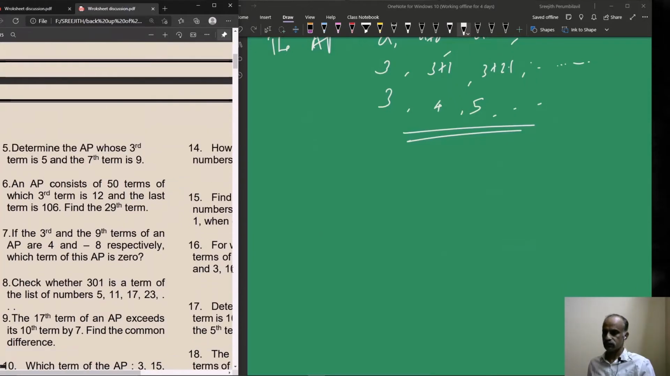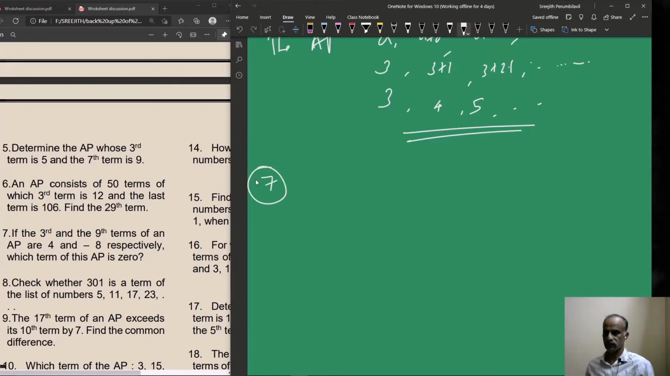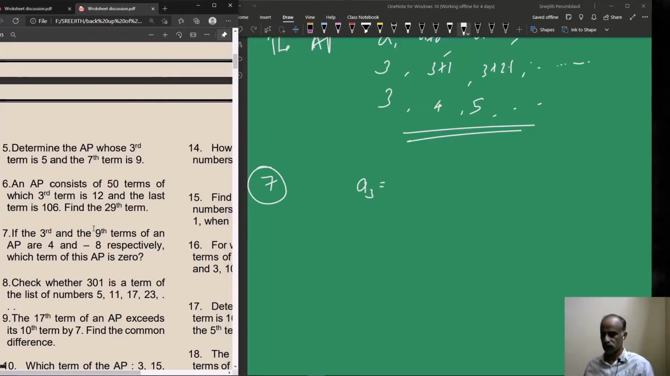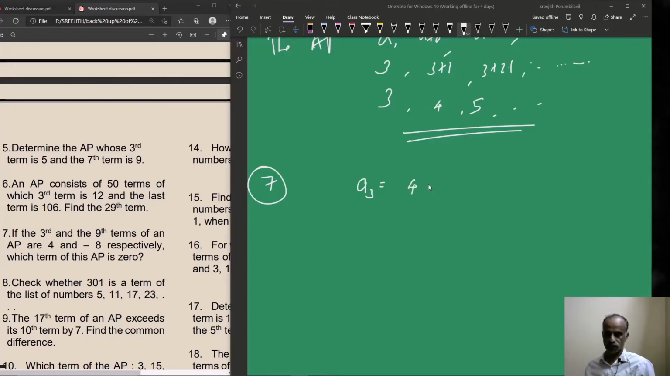Now a similar question. We will go for the seventh question. We can come back to question number 6, as it is a similar question. The third term a3 and the ninth term a9 are given to be 4 and minus 8. Read the question carefully. The third term is 4 and the ninth term a9 is equal to minus 8.